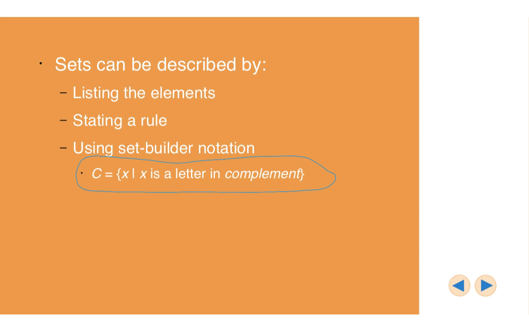It's pretty much saying C equals the braces that we just talked about, x such that, that's what this symbol means, x is a letter in "complement." And of course, remember, x's are variables. So a variable is a letter in the word complement. Stating a true fact is a set builder notation.